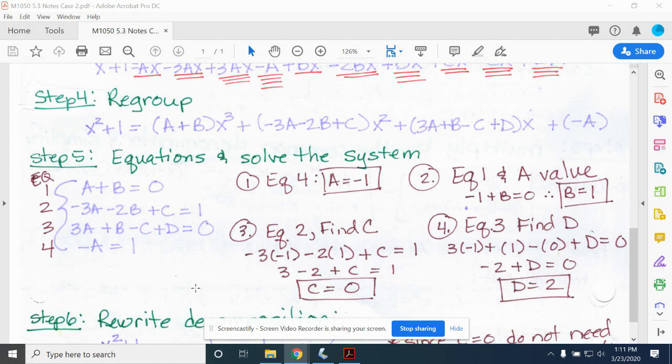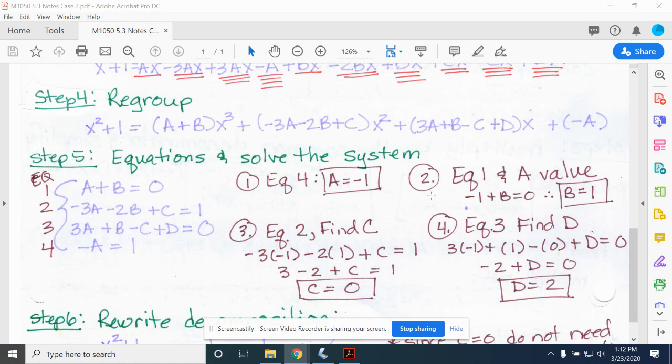As you can see, with all four equations having four variables, we can easily go ahead and solve for a, b, c, and d. Equation 4 is already set up for us. Just a has to be the positive, so multiply by a negative 1 or divide by a negative 1, and you get a equals negative 1.